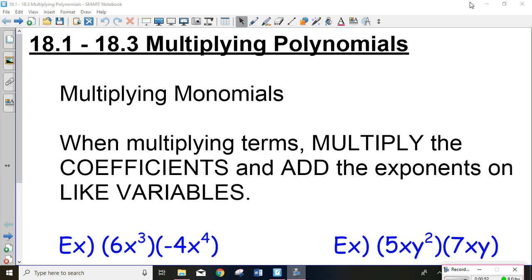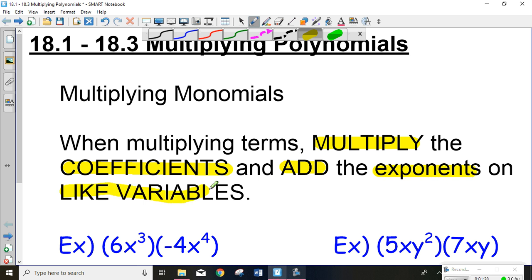So here we're going to just start off, and this first slide is really reviewing our exponent properties that we did back at the end of January, beginning of February, because we're just multiplying numbers and variables, or variables with exponents. So if you remember back to that exponential chapter, when we were multiplying terms, we multiply the coefficients, but we add the exponents on like variables.